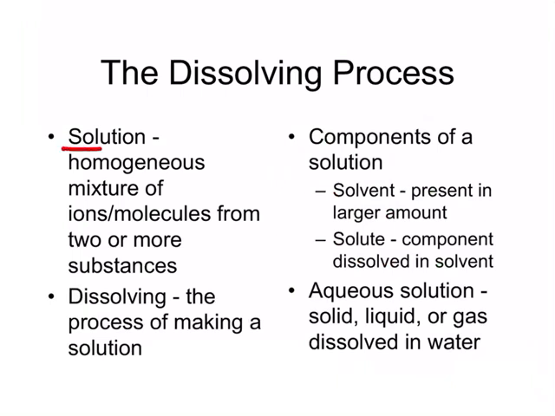Okay, the dissolving process. These are some terms that I want you to know for this final. A solution is homogeneous. Homogeneous means that it's all together, one big mixture of two or more substances. Dissolving is the process of making a solution. We'll get into that in a second. And then here are some components. You've got the solvent, which is present in the larger amount, and the solute, which is the thing that's dissolved.